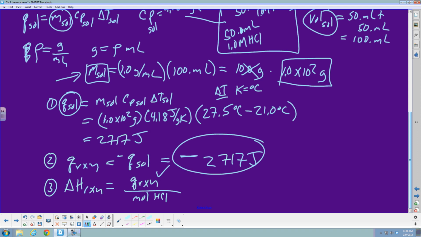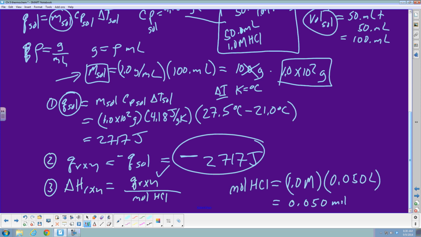Good. And how do I get moles of HCl? Moles of HCl are going to be equal to my molarity of HCl, 1.0 molar, times my liters of HCl, which is what? 0.050 liters. And that looks to me like I have 0.050 moles of HCl. So then I plug this right over here, and what do I get from that?